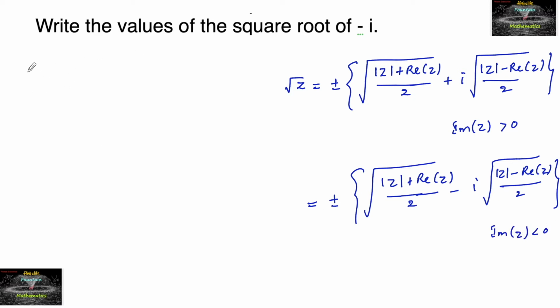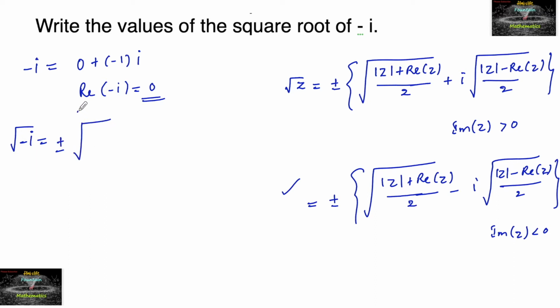So here the complex number given is minus i, which equals 0 plus of minus 1 into i. Here the imaginary part is negative and the real part of this complex number is 0. So for the root of minus i, since the imaginary part is negative, we'll consider the second case, which is equal to plus or minus under root of mod z. The modulus of minus i is equal to root over 0 square plus minus 1 square, that is 1 square is 1, which is equal to 1.